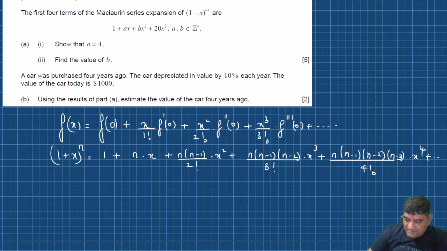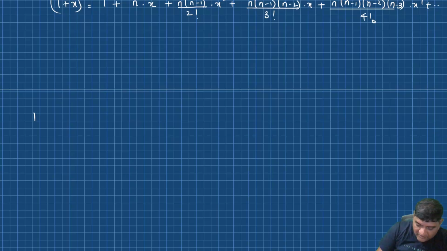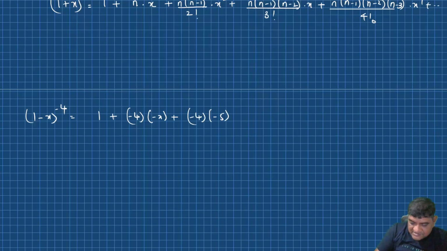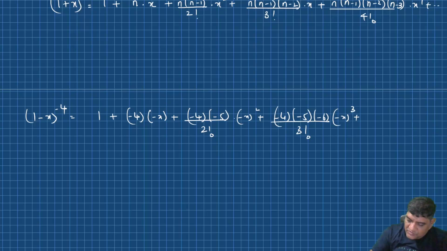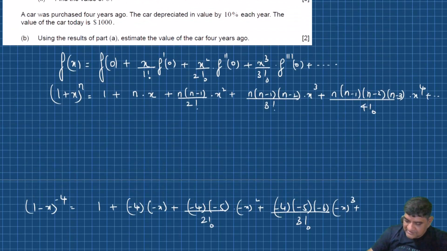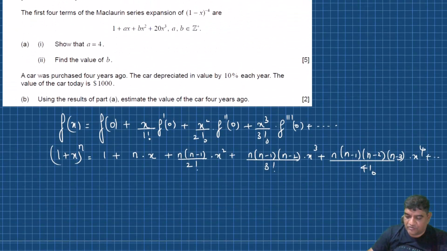So if I'm applying binomial expansion for, let's say, (1 minus x) to the power of minus 4, what would it be? I would write 1 plus minus 4 times x. In this case, x is negative, so I'm going to write minus x, plus minus 4 into minus 5, which is n into n minus 1, divided by 2 factorial into minus x to the power of 2, plus minus 4 into minus 5 into minus 6 divided by 3 factorial into minus x to the power of 3. And this continues. I can stop here because he's only looking for x cubed.